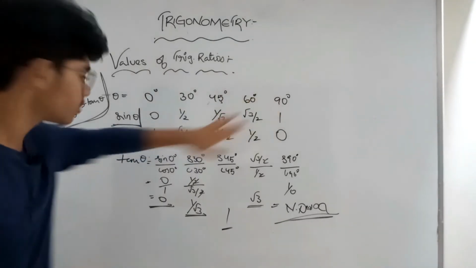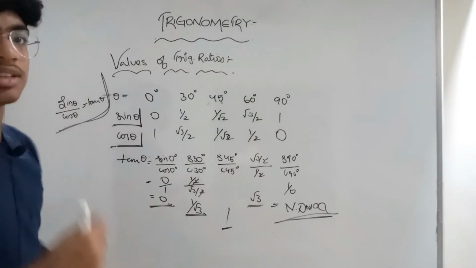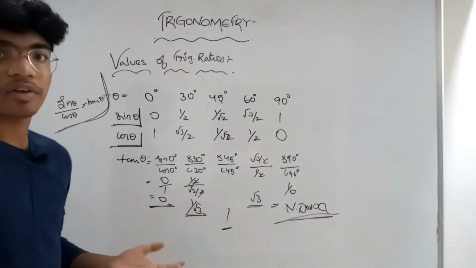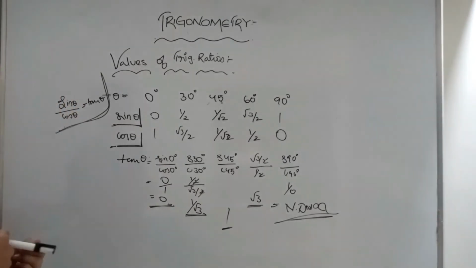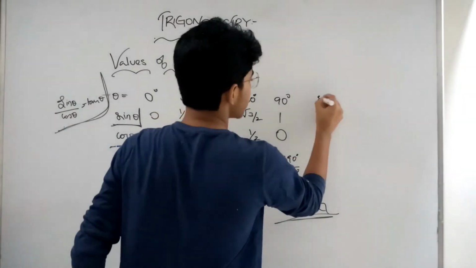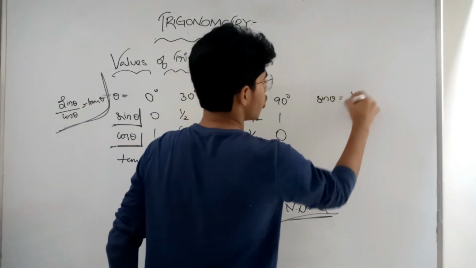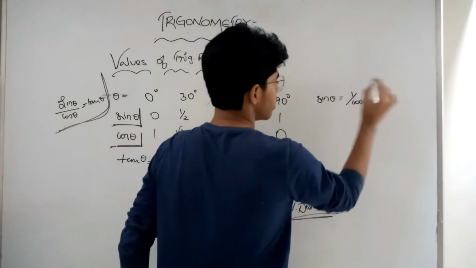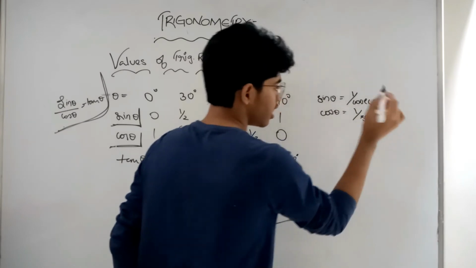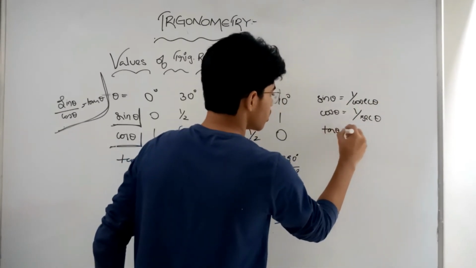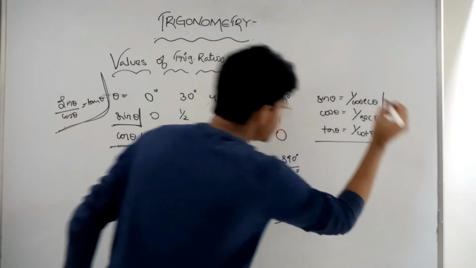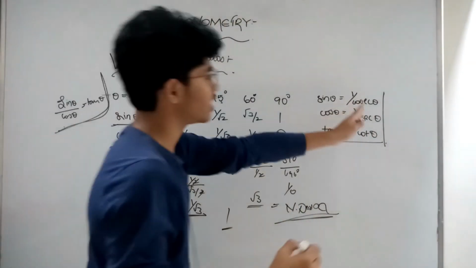60, 90, right? So the remaining three, the secant theta, the cosecant theta, and the cot theta, how are we going to define them? How are we going to derive them, right? In my previous video, I said, if you remember, sin theta equals 1 over cosecant theta, cos theta equals 1 over secant theta, and tan theta equals 1 over cot theta. So with these, we can easily find the values of cosecant theta, secant theta, and cot theta.